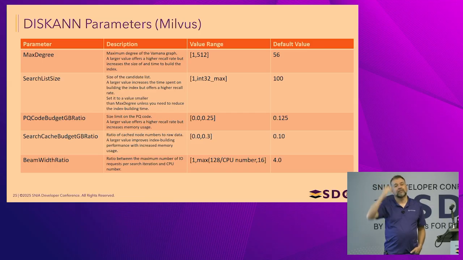Yes? Just out of curiosity, in your description for max degree and search list size, search list size is set to a value smaller than max degree, but your default is larger. Yeah, and those are the defaults for Milvus. Oh. All right, so I took those from the Milvus documentation, what they mention when you open the documentation for Milvus. I had to go with what the documentation said. Well, I might ask them.